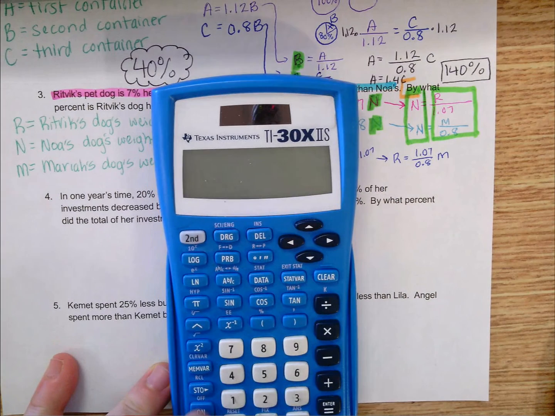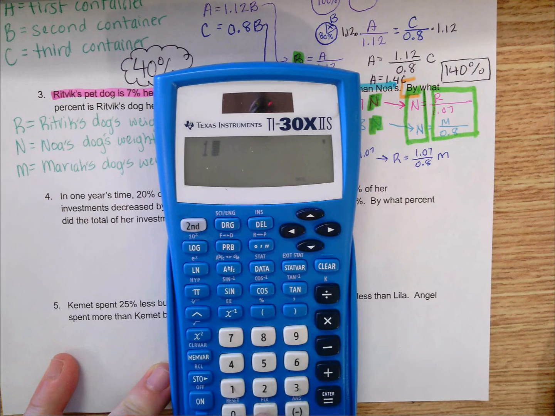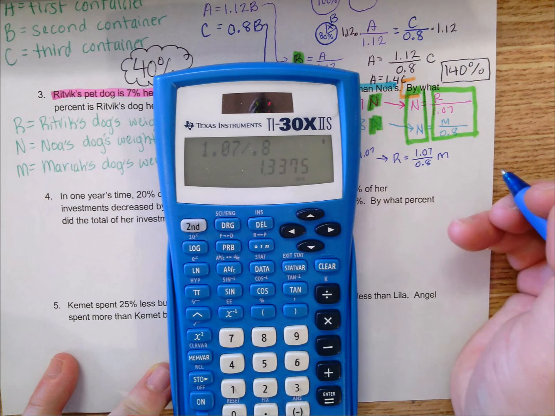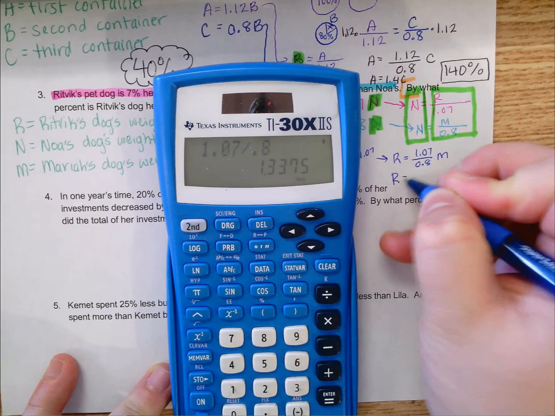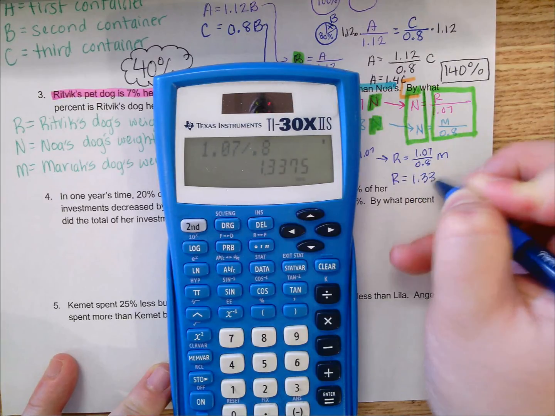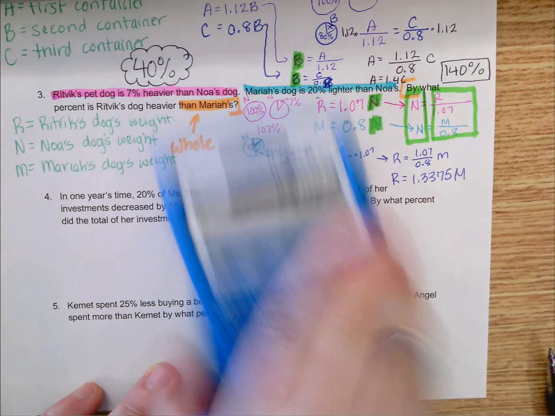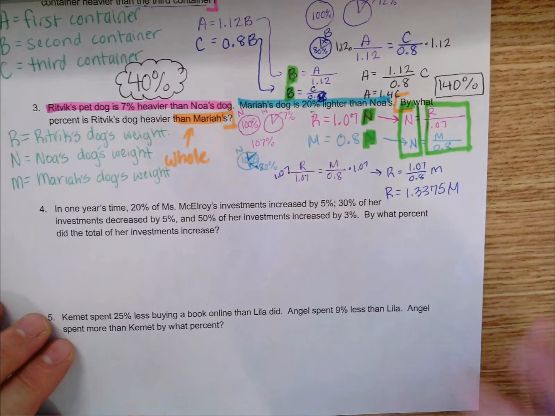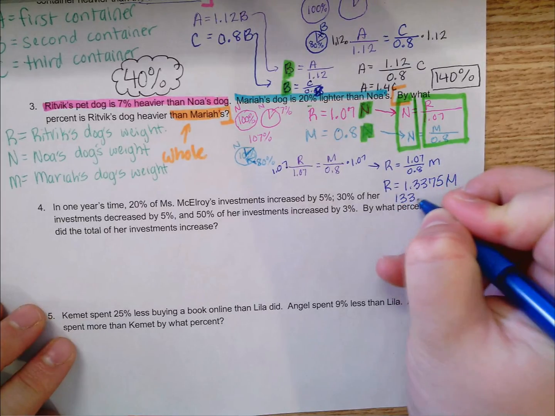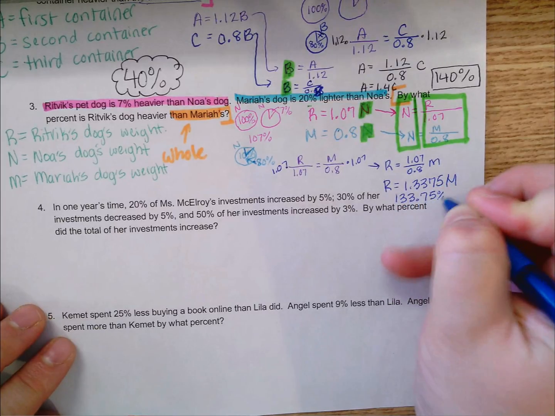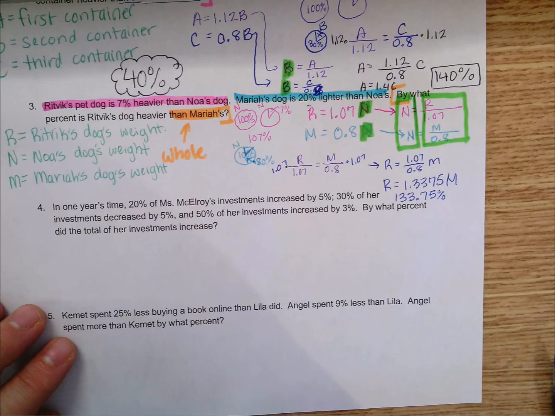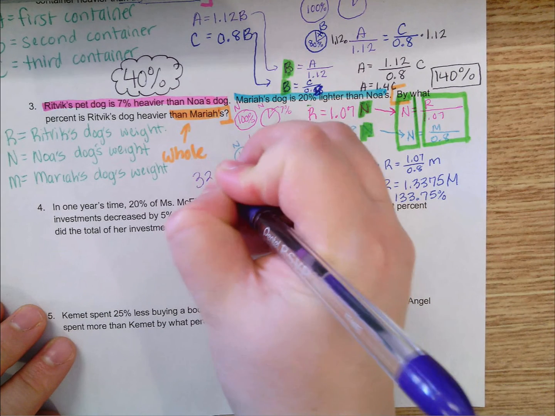Using my calculator, I can take 1.07 divided by 0.8 and get 1.3375, times M. So I know that Ritvik's dog's weight is 133.75% of Mariah's dog's weight. The question is, by what percent is Ritvik's dog heavier than Mariah's? So it's heavier by 33.75%.